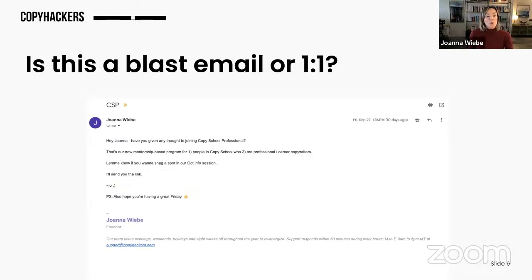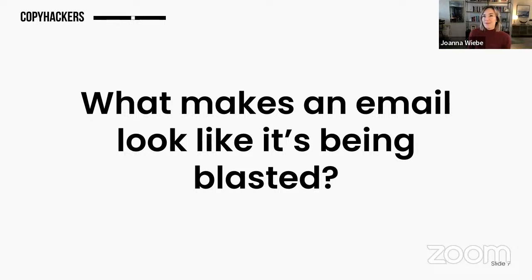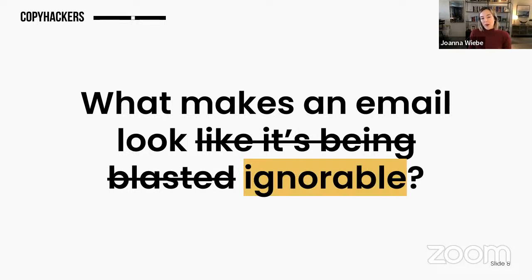We want to look more and more like the trusted source that we are aiming to be as marketers, rather than some distant, no-reply email address kind of situation. So what makes an email look like it's being blasted? What makes an email look like 10,000, 100,000, a million people are receiving it, and thus it's not maybe relevant to me? What are those signals? We need to work against those signals where possible. Something that's being blasted is more likely to be ignorable. So what are we doing wrong with our marketing emails?